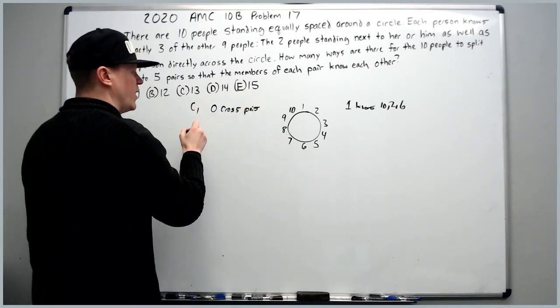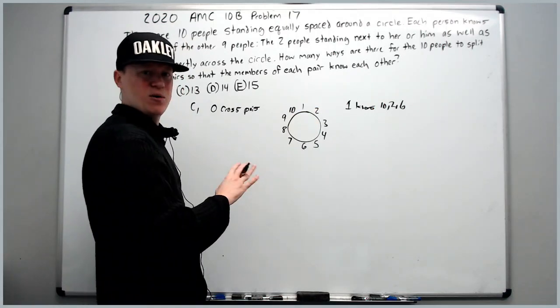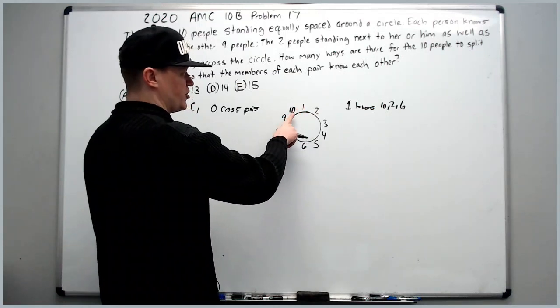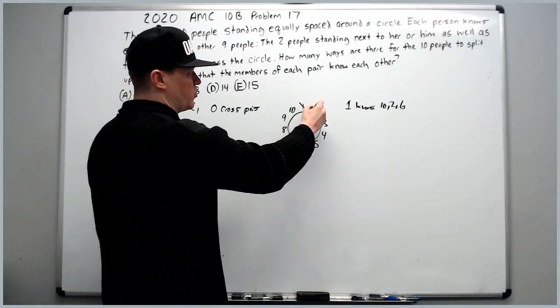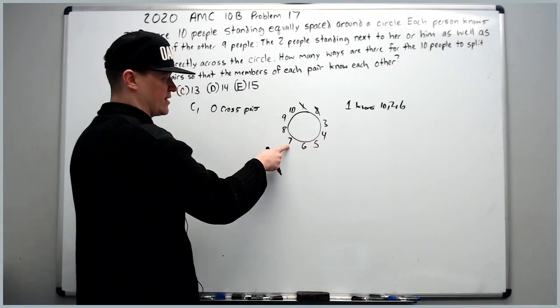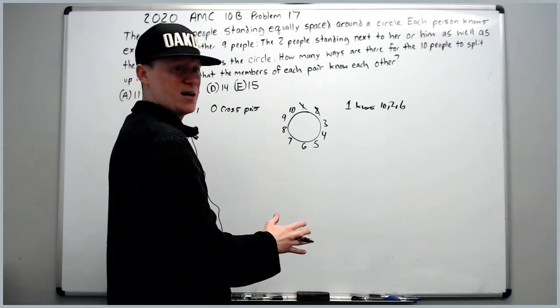This would be case 1. So 1 is not paired with 6, 2 is not with 7, 3 is not with 8 or anything. In this situation, 1 can only go to 2 or 10. And if 1 goes with 2, 3 will have to go with 4, 5 will have to go with 6, 7 with 8, and 9 with 10. So it kind of falls like a domino.